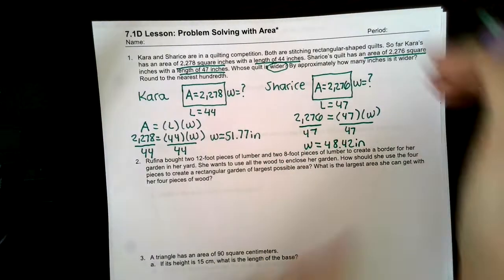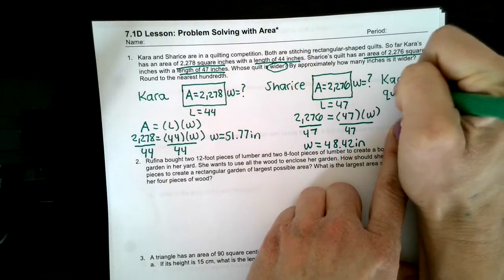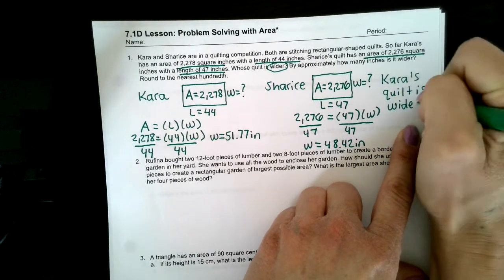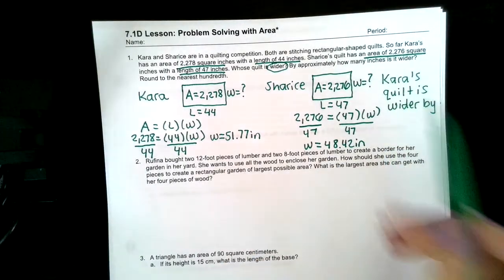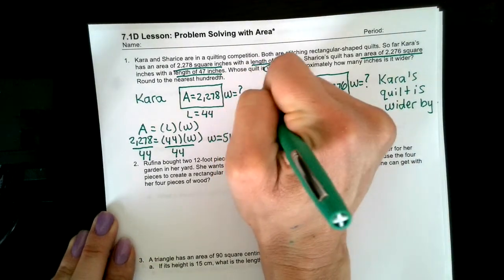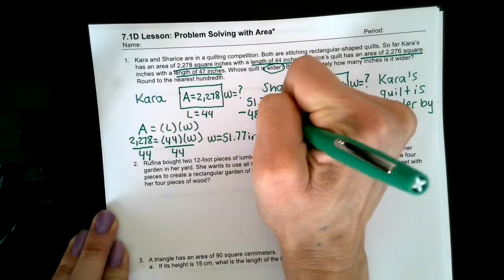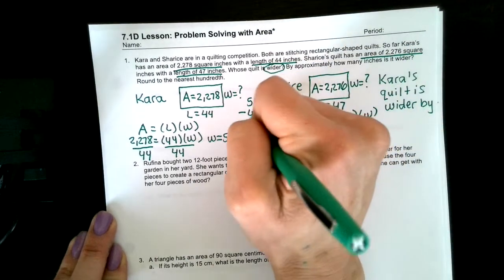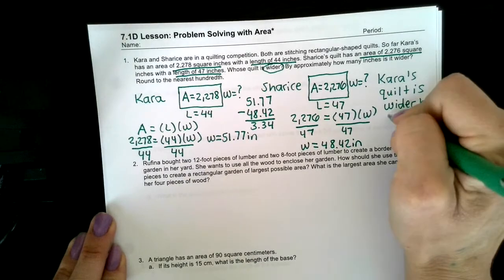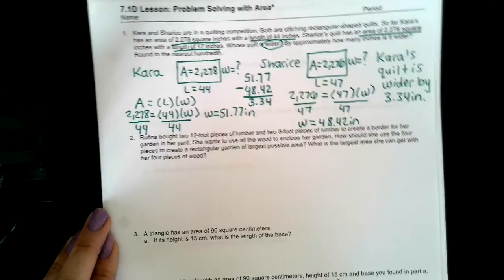So we're going to answer the question, whose quilt is wider? So Kara's quilt is wider. I'm going to use a complete sentence. So Kara's quilt is wider. And I want to know by how many inches it is wider. So I'm going to subtract Kara's width, 51.77 minus 48.42, to find the difference of these two widths. That's going to give us 3.34. So Kara's quilt is wider by 3.34 inches.